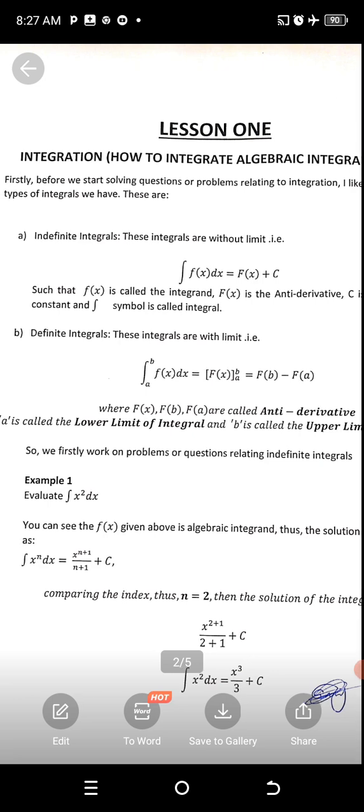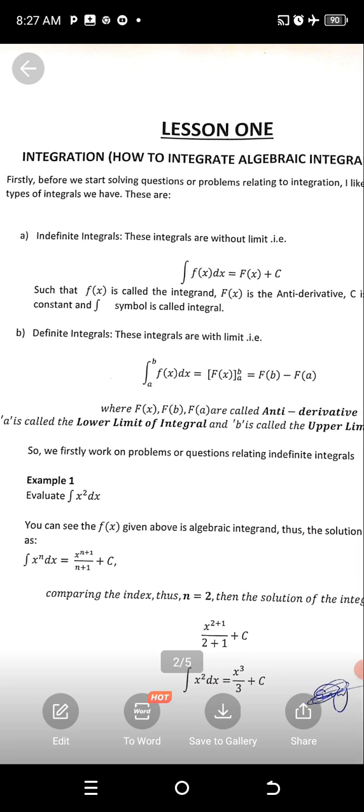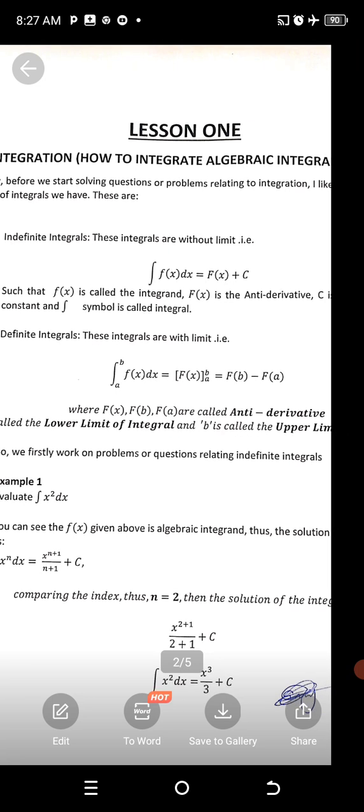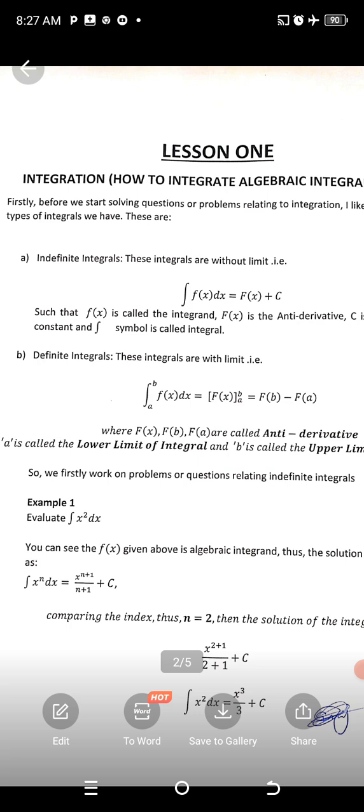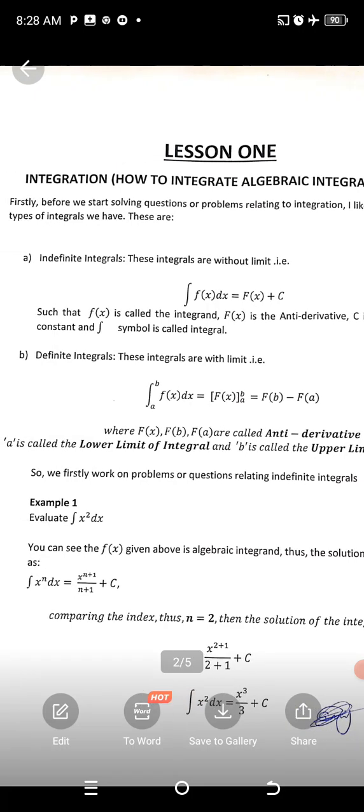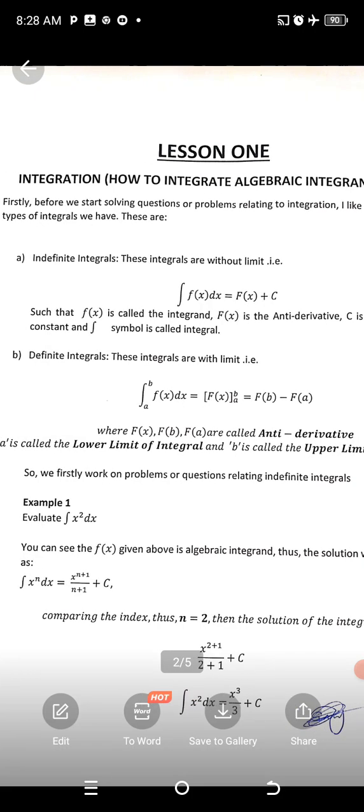Like it's been mentioned here, the f of x is called the integrand. That small letter f of x is a function, while the capital letter F is going to give you a function F, which is called the antiderivative. c is the arbitrary constant, and that symbol is called the integral symbol.